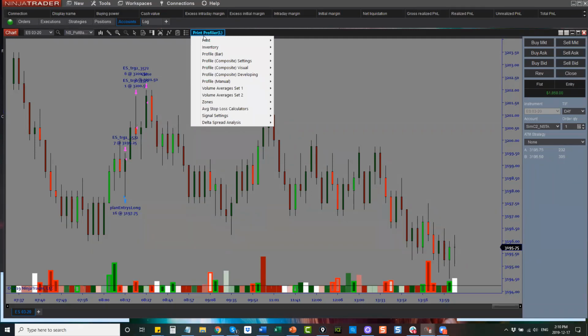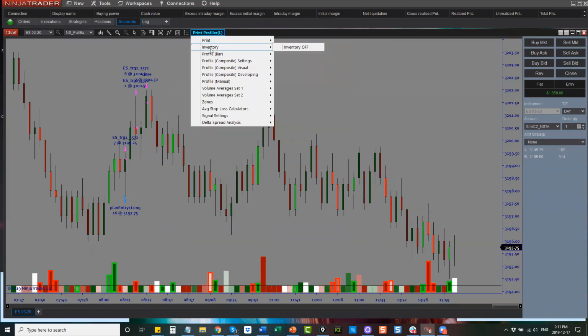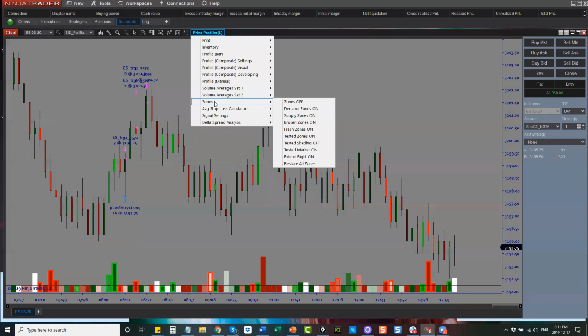So what I did today was I went through all of the order flow. I went through all of the print, the volume data, the imbalances, the trade signals. We did not go into delta spread analysis because I do that on an independent event, which we've had many times before. I went over the inventory and we went over the zones, okay?